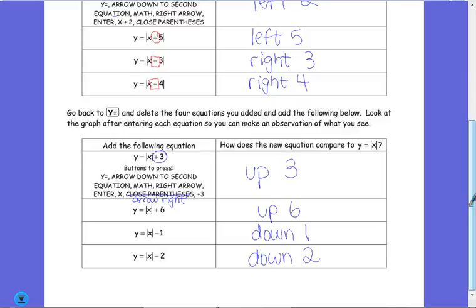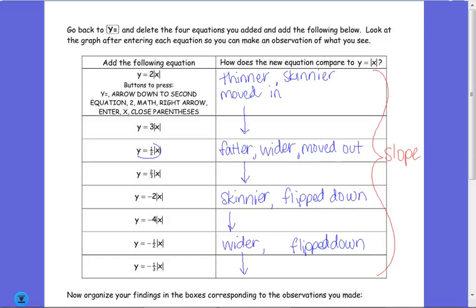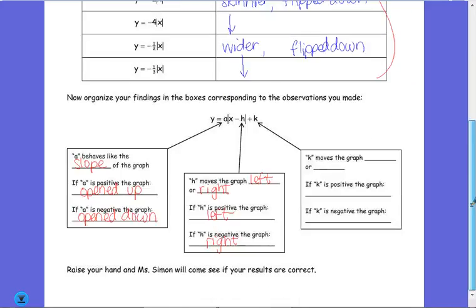So what were the words that we wrote down consistently? We wrote down up and down. So we're going to go and fill in those blanks. So K moved the graph up or down. But now we want to get specific. What about the positives and what about the negatives?